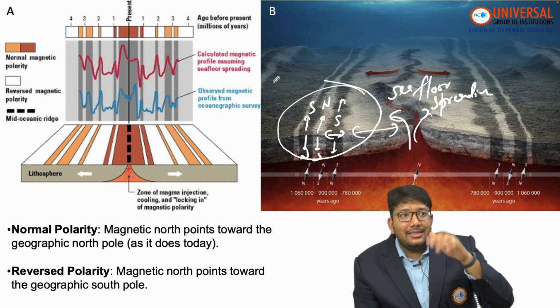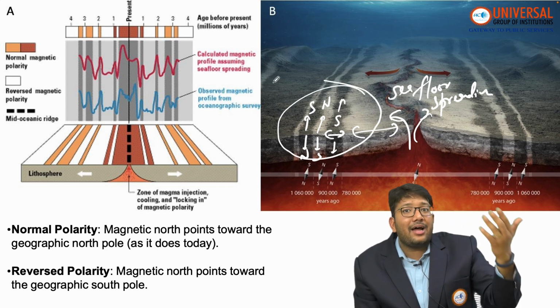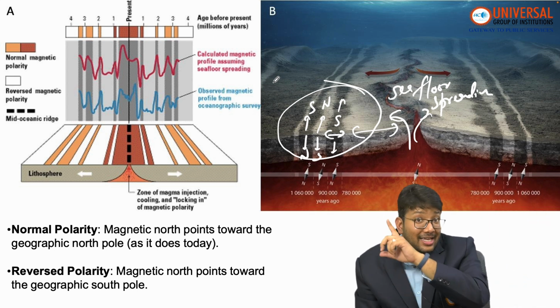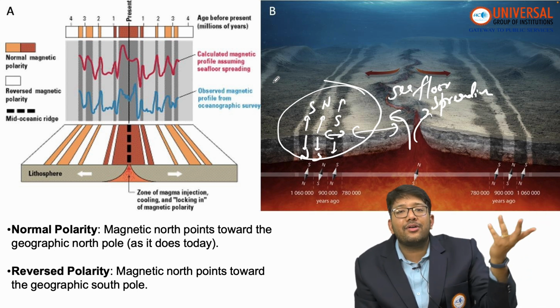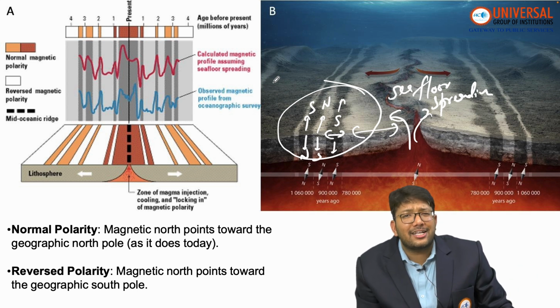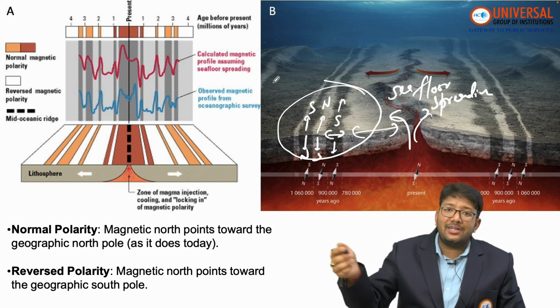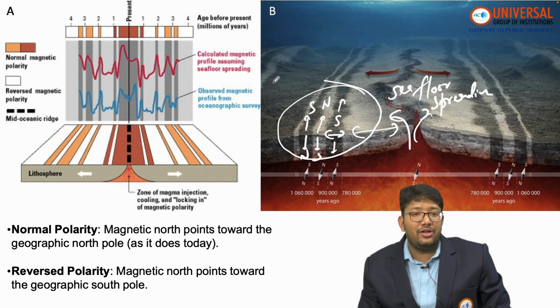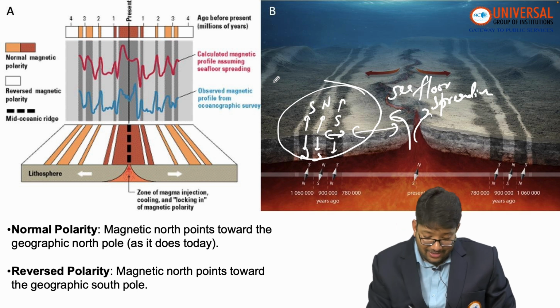Earlier, our ancestors could not go to the depth of the oceans and check these things out. That's why Alfred Wegener's theory was not accepted until late. After some time, when we got the technology, we got to know that yes, sea floor spreading also happens, it is also present.